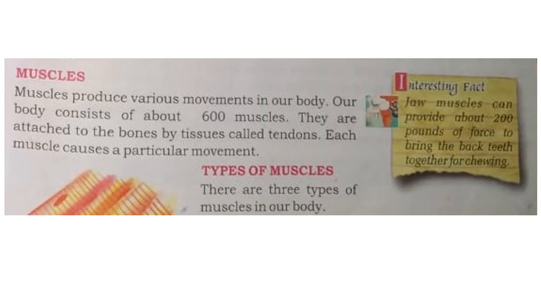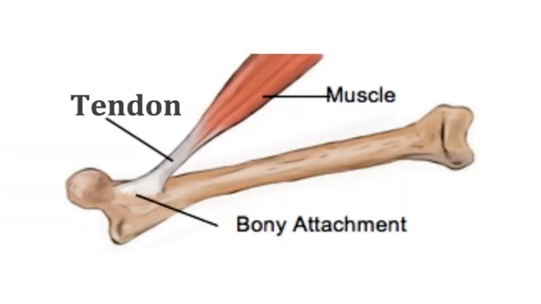Types of muscles. There are three types of muscles in our body. Here you can see a very clear picture of a tendon, which attaches our muscle to the bone. Tendon is a tough band of fibrous connective tissue that connects the muscle to the bone.